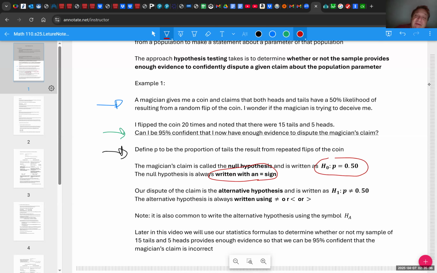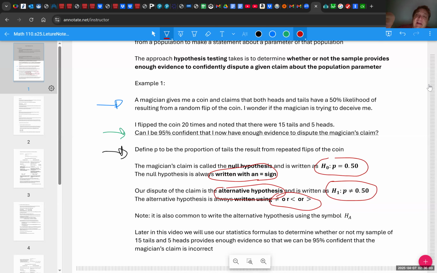So what we have is an alternative hypothesis. Alternative hypotheses are always written with a not equal sign, a less than sign, or a greater than sign. In this case, we write it with a not equal to. We're not really sure if there's going to be more tails or more heads. We just think it's not going to be 50-50. So our alternative hypothesis, H sub 1, is that the proportion is not 50%.